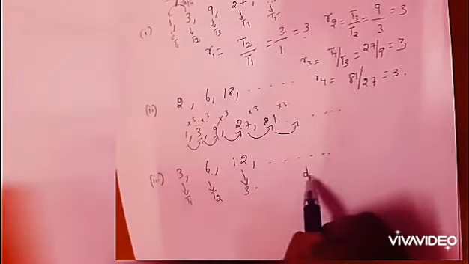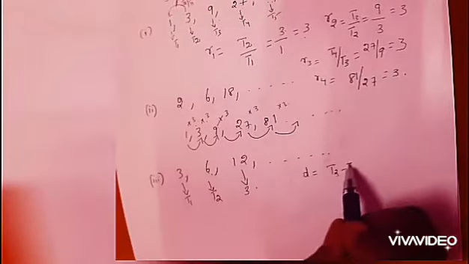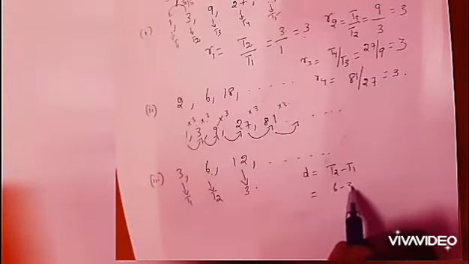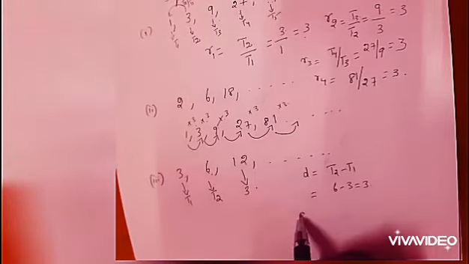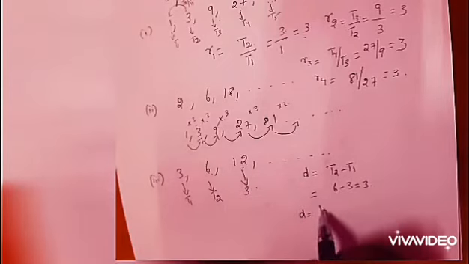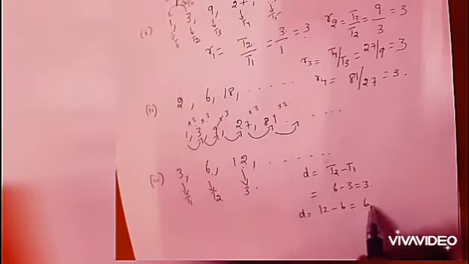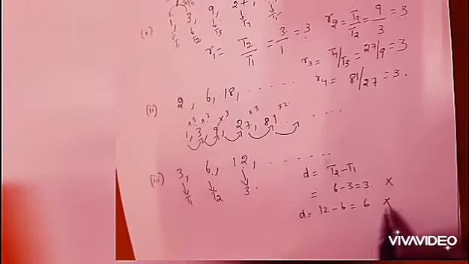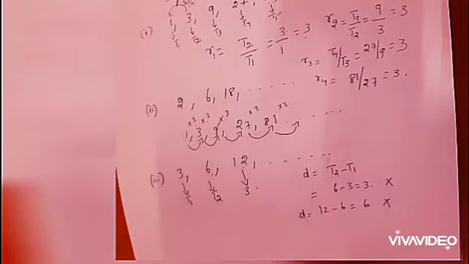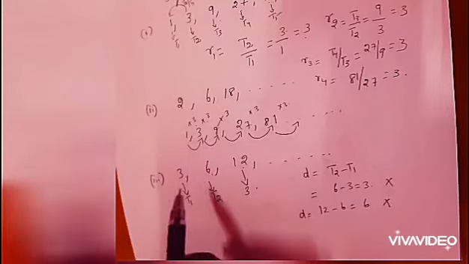So if I look at the common difference, it is T2 minus T1. So 6 minus 3 will give you 3. Similarly, 12 minus 6 is equal to 6. So it does not have the same common difference. So this sequence cannot be an AP, that is, an arithmetic progression or arithmetic sequence. Okay, now I'll see whether it has a common ratio.